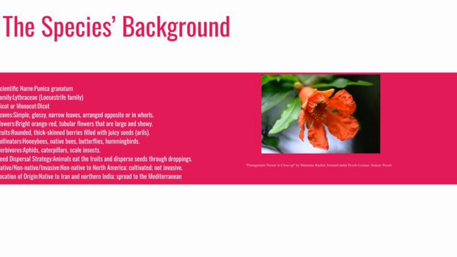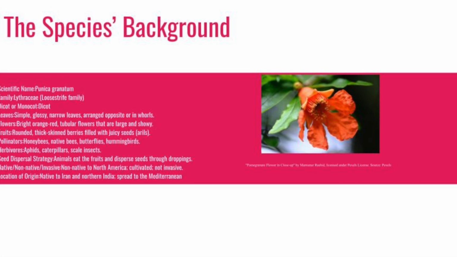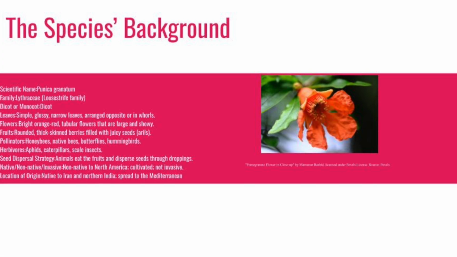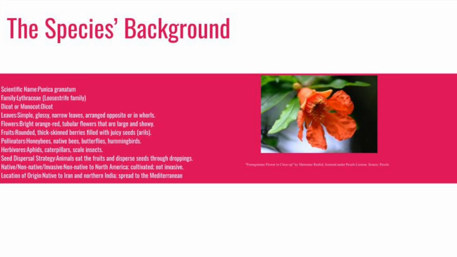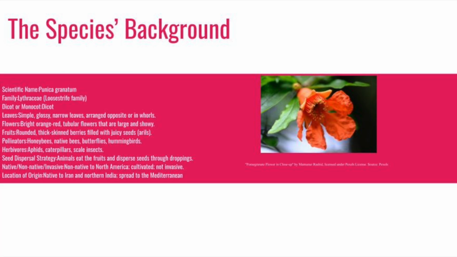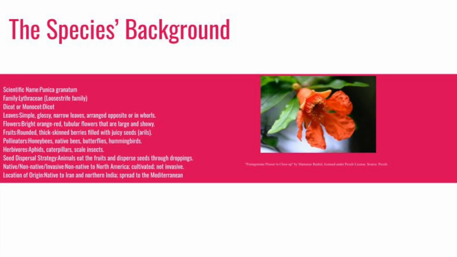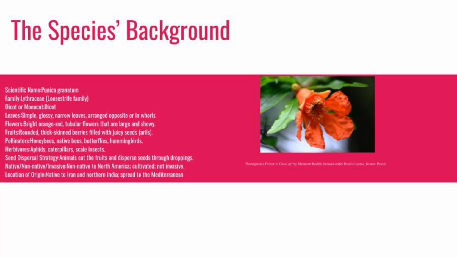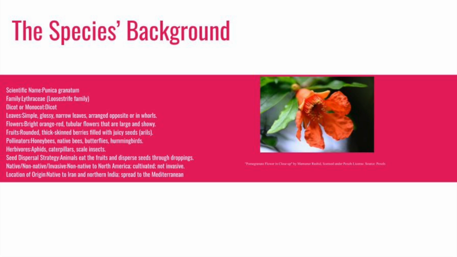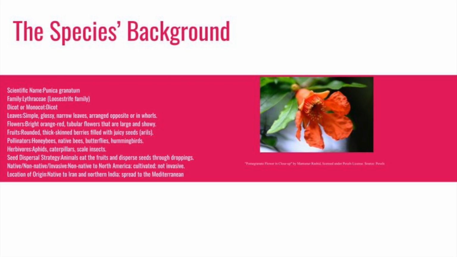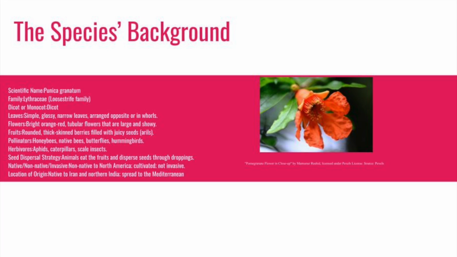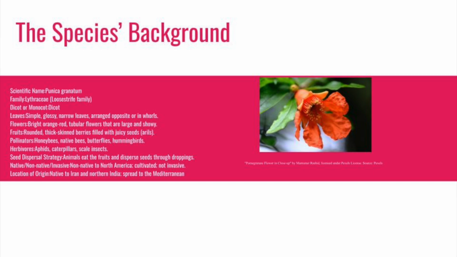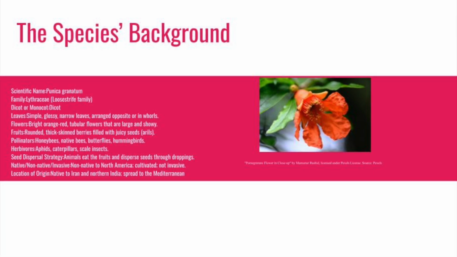Their pollinators that we know of, just a few to list, are honeybees, native bees, butterflies, and hummingbirds. Herbivores that may eat or prey on the species are aphids, caterpillars, and insects, but we do see that once the fruits drop, an array of different animals will eat the fruit from the tree. Its strategy in seed dispersal, like I said, is animals eating the fruits and dispersing the seeds through their feces.